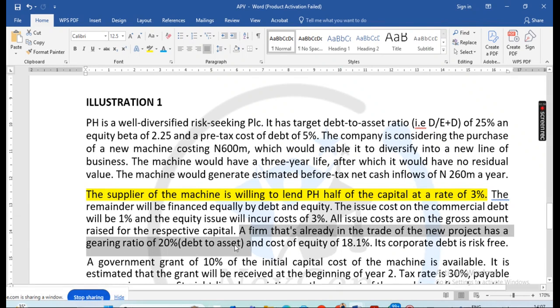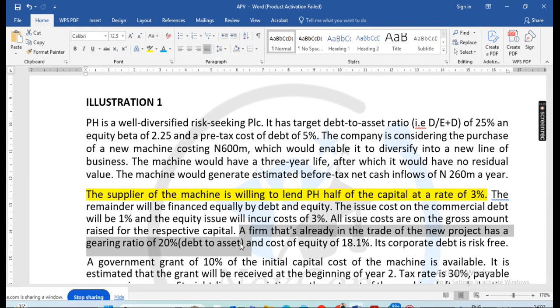So this debt to asset is debt to equity. Since they didn't define it, it will be debt over equity, which means that debt will be 20 and equity will be 100. It is not defined. It is debt to equity. I didn't mean they defined it like this from the first, like the PH.